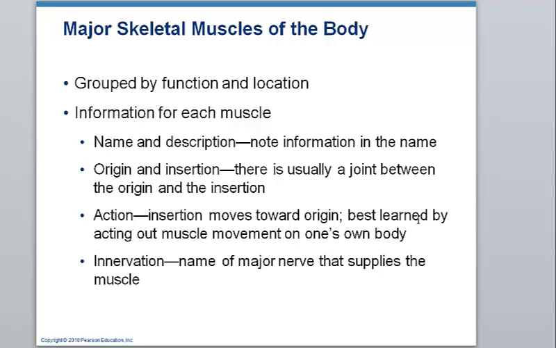This is where in your book it describes the name, description, origin, insertion, action, and innervation. For our class purpose, you need to know the name, the description, and the action. The origin, insertion, and innervation we are not going to do for our course. Again, name, description, and action of the muscles that I am going to describe in a few minutes.